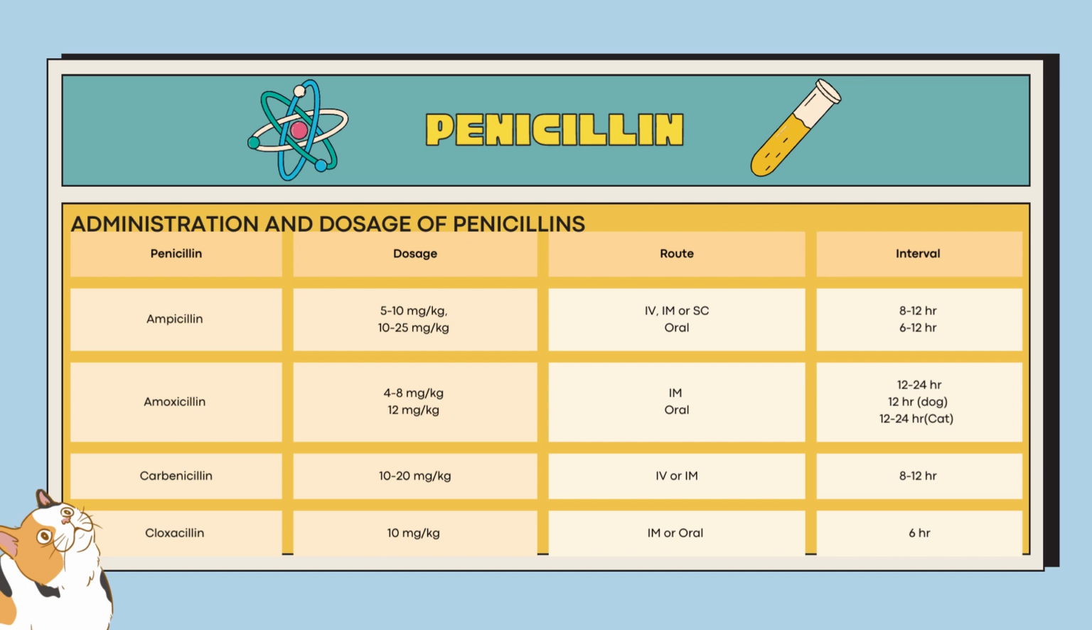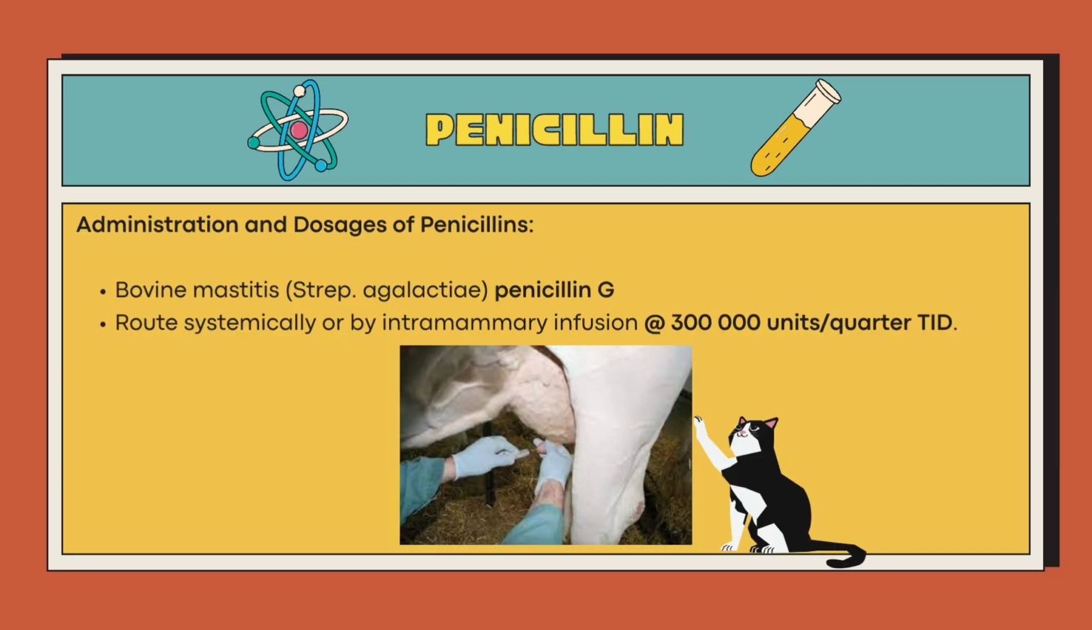The continuation of the administration and dosage of the penicillins is highlighted on this table. These are ampicillin, amoxicillin, carbenicillin, and cloxacillin. Furthermore, in the treatment of bovine mastitis caused by Streptococcus agalactiae, penicillin G is administered systemically or by intramammary infusion at 300,000 units per quarter thrice a day.